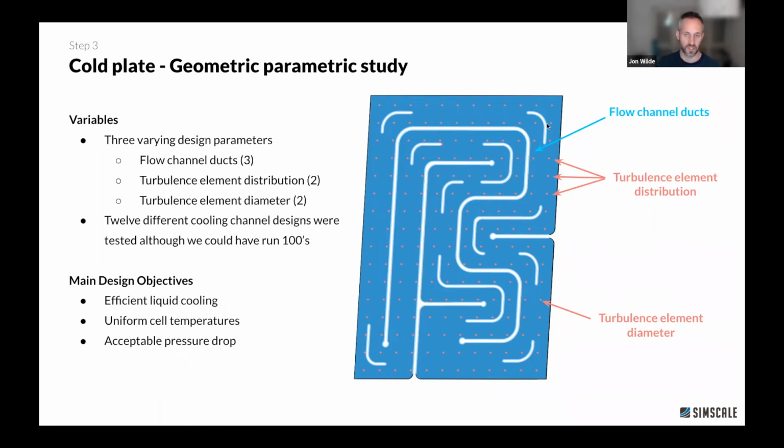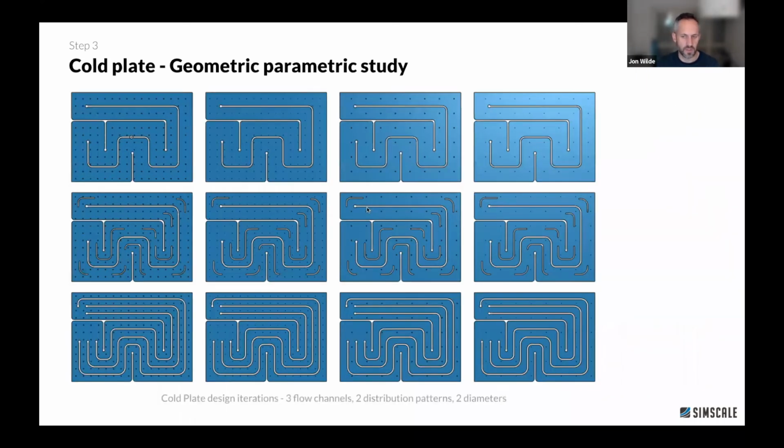I think we should have actually changed the shape and not kept them as circles, but still, we could change the distribution, add more or less, and change their diameter. So we only ran something like 12 studies, these ones, but we could have run as many as you wanted. Once it's up and running, you can just keep going.